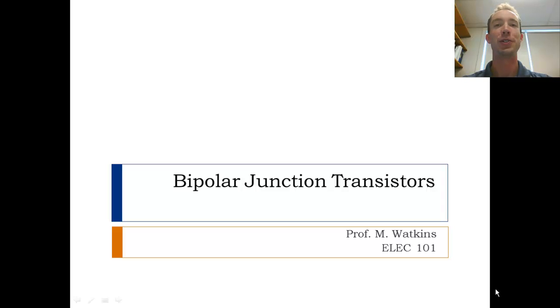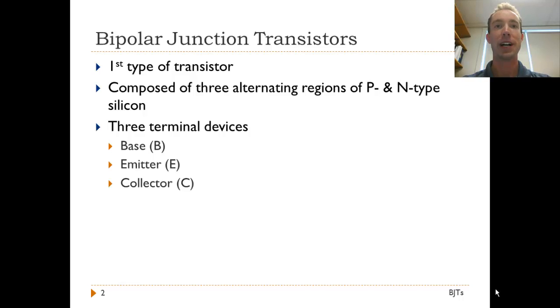Today we are going to introduce one of the major categories of transistors, bipolar junction transistors. Bipolar junction transistors, or BJTs for short, were the first type of transistor created. They are three-terminal devices composed of alternating regions of P and N-type silicon.